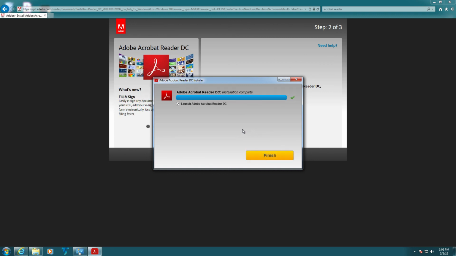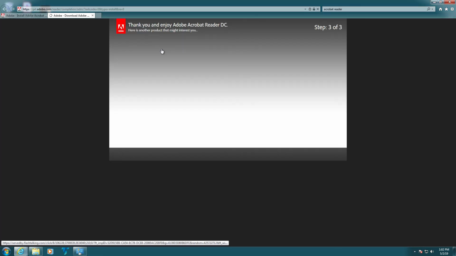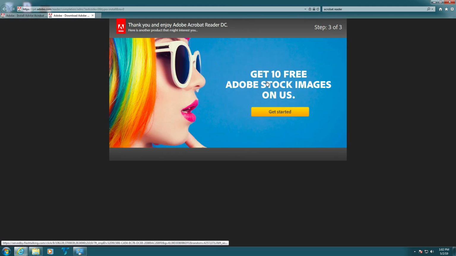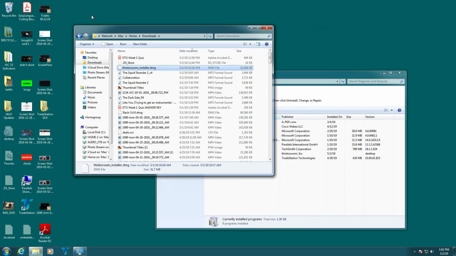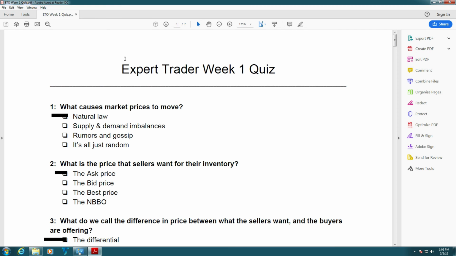All right, once it completes, you have the option to launch it right now. I'm not going to go ahead and select that because I'm going to show you something else. I'm now going to click Finish. And of course, it takes me to a page for Adobe trying to get me to take some free stock images, whatever. I don't care about that, and I don't care about this either. I'm going to close that. Now, wherever I downloaded the quiz, here it is. It is a PDF file, and now it recognizes that it belongs to Adobe Acrobat. So I can simply double-click it, and up comes the quiz.